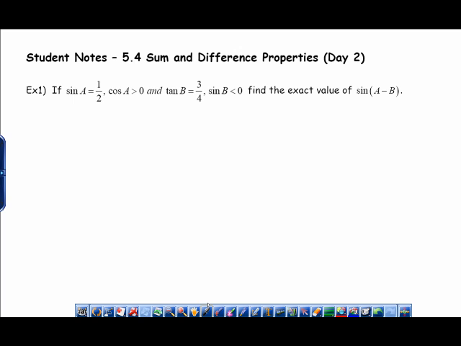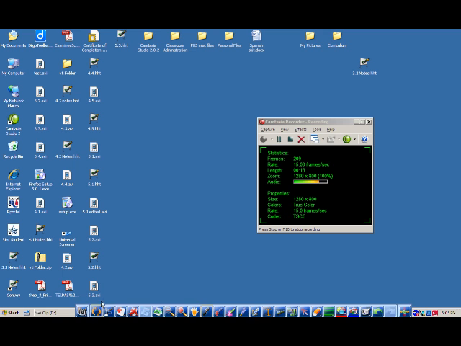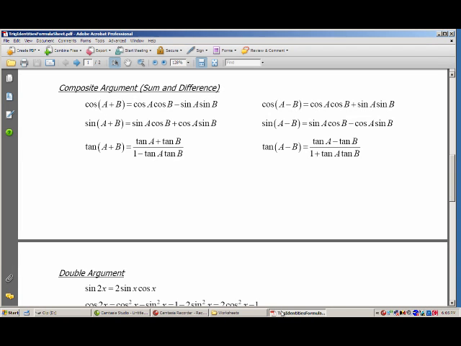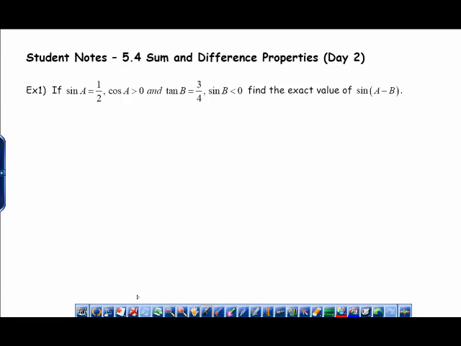Okay, student notes video lesson 5.4, sum and difference properties, day 2. We're going to see another way that we can use these sum and difference properties. It would probably be a good idea if you had out your trig identity sheet, which is blue, and that way you can refer back to these formulas as needed. So let's just jump into example 1.